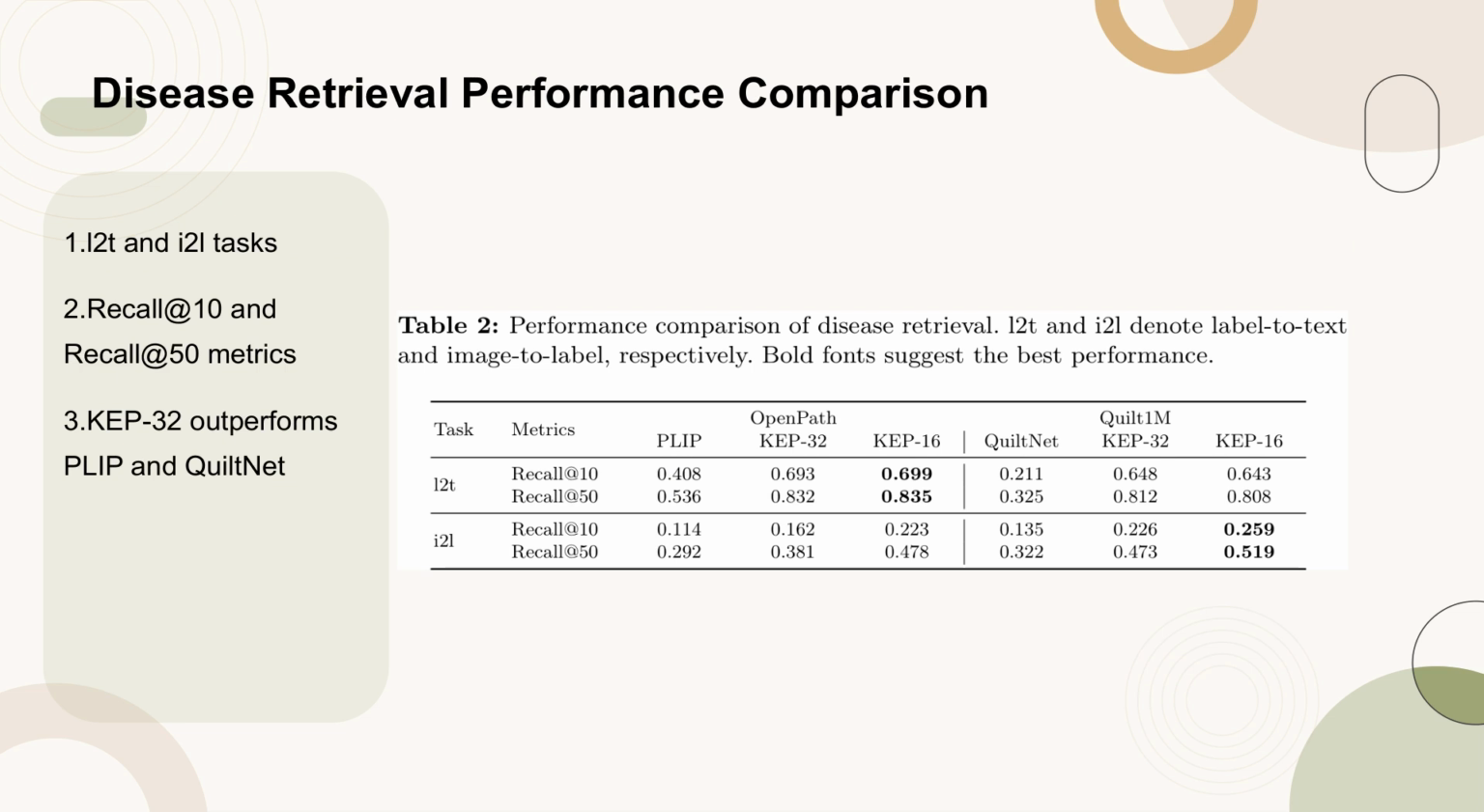Table 2 presents a performance comparison of disease retrieval across different models. The table highlights the metrics of recall at 10 and recall at 50 for both label-to-text, L2T, and image-to-label, I2L, tasks. Notably, the KP32 model demonstrates superior performance, outperforming both PLIP and QuiltNet significantly. This suggests that the knowledge encoder within KP32 effectively focuses on key disease information during caption encoding, thereby enhancing the alignment between images and their corresponding disease labels.